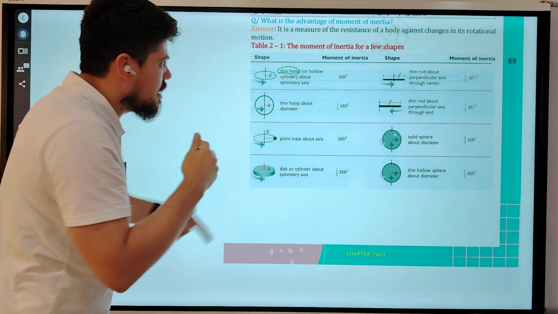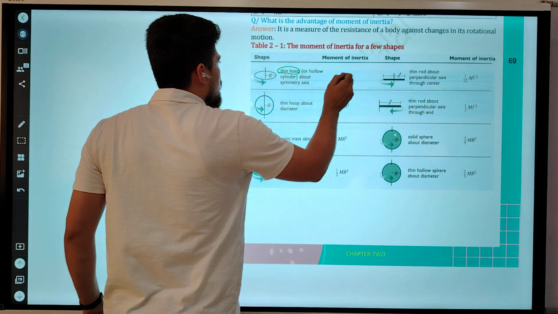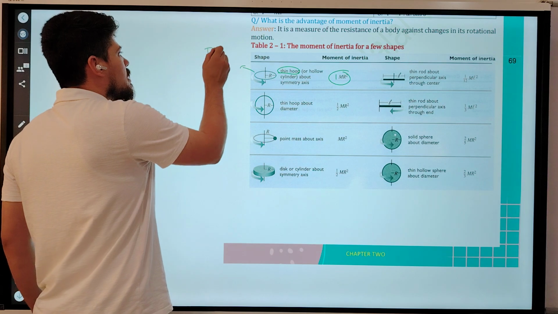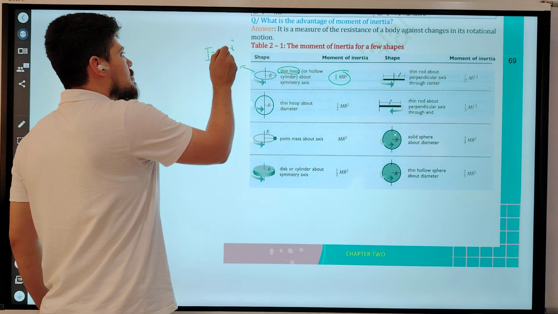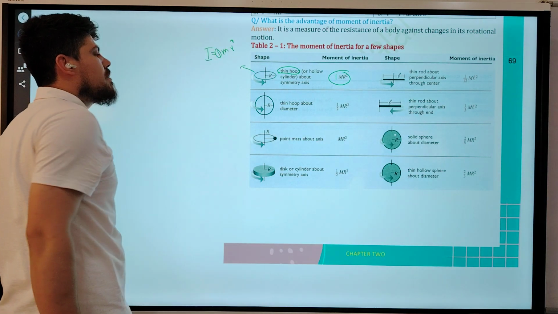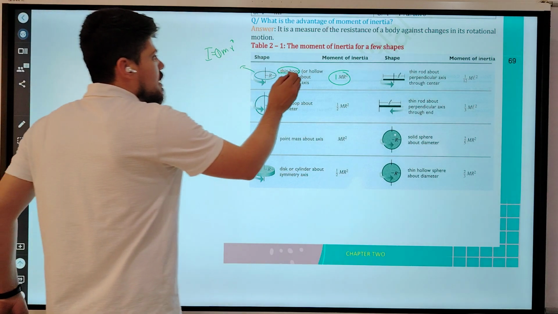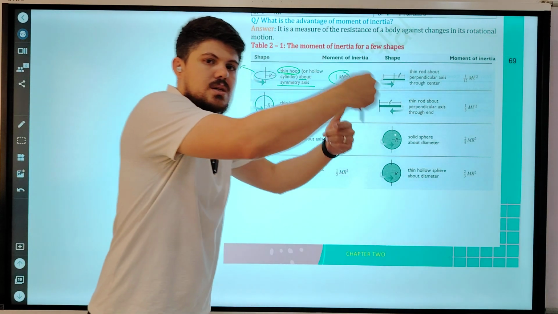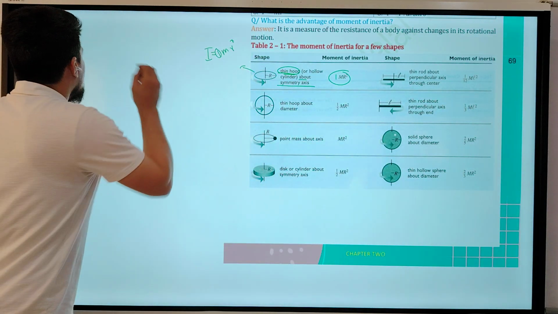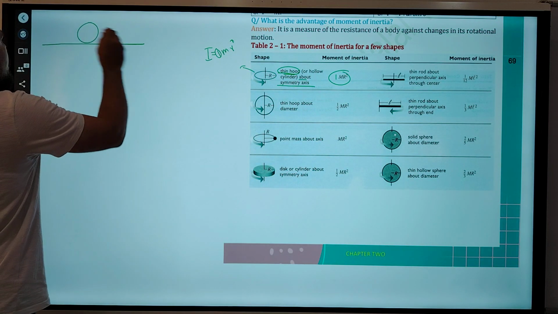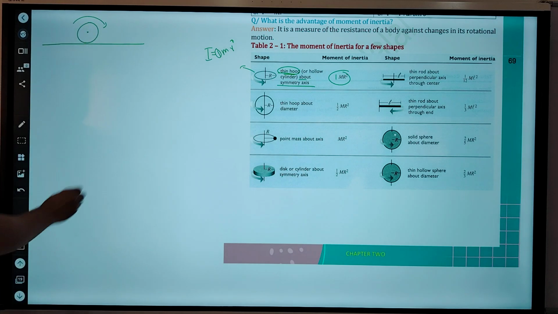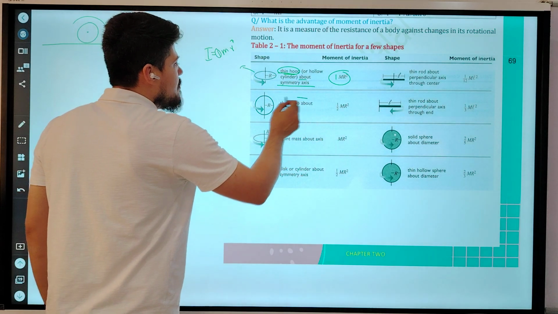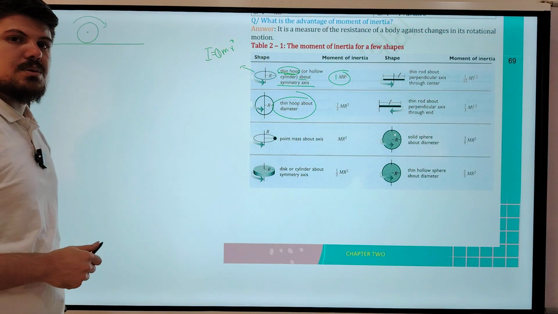When it is rotating, its moment of inertia is equal to what? I is equal to what? 1 mr squared. Thin hoop about what? Symmetry axis. Okay? When the object is moving like that, or when the ring is rotating like this around the symmetry axis, its moment of inertia is equal to what? 1 mr squared. The thin hoop about a diameter, this is very important, be careful.